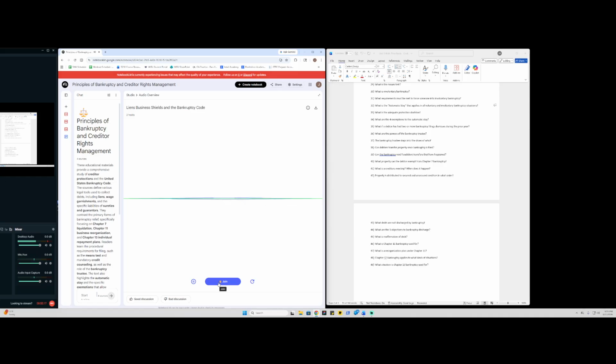Yes, that is exactly correct. You nailed the core purpose of the automatic stay. If we connect this to the bigger picture, it is the first major protection. The moment the debtor files for bankruptcy, that automatic stay immediately goes into effect. It's a court order that automatically stops all collection actions.